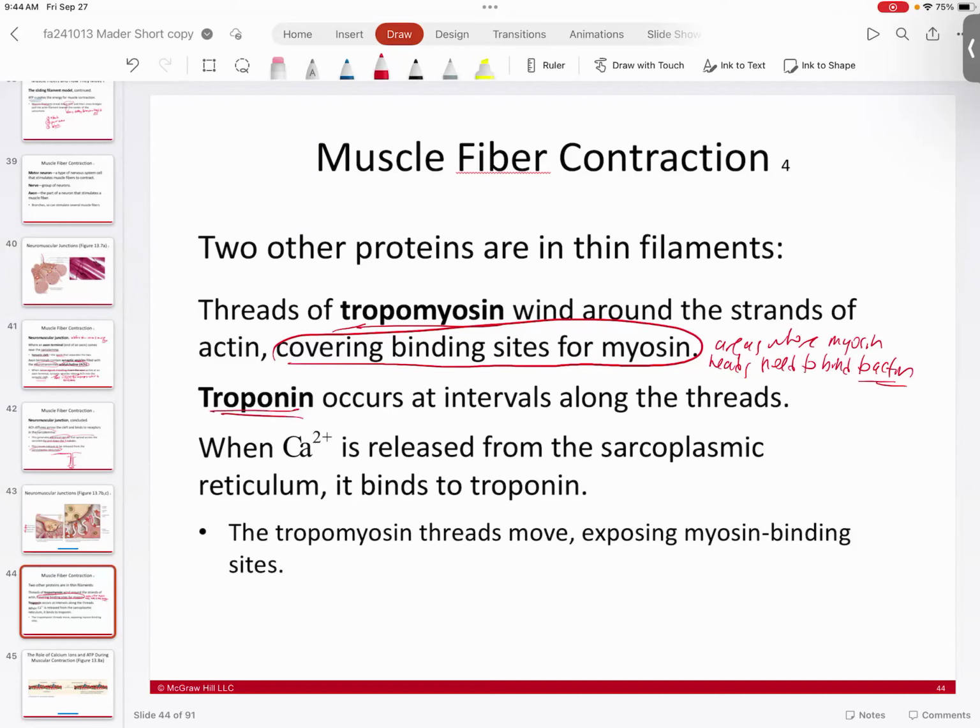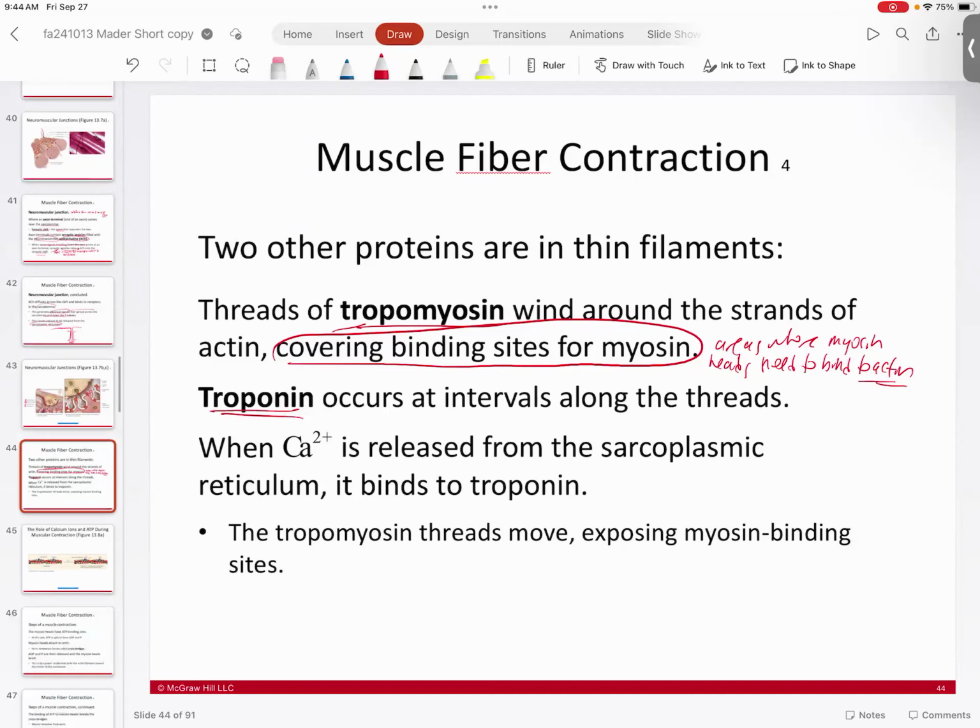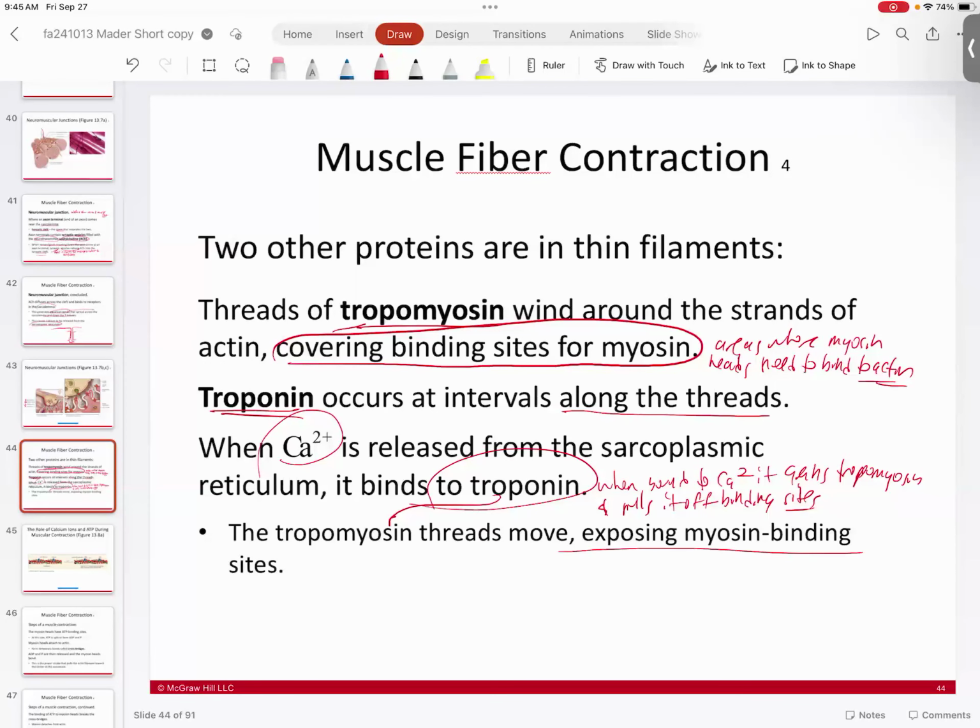Troponin is basically kind of peppered throughout the thin filament, but it will be bound to tropomyosin. So when calcium is released from the sarcoplasmic reticulum, it binds to the troponin, and that causes the troponin to grab onto the tropomyosin and pull it off the binding site. In the presence of calcium, you expose those myosin binding sites so you can form cross bridges.